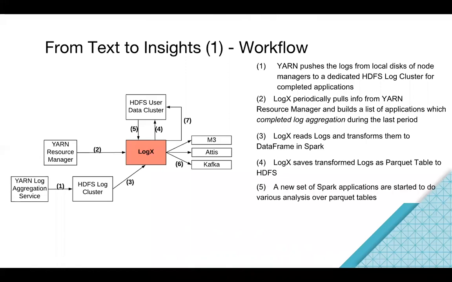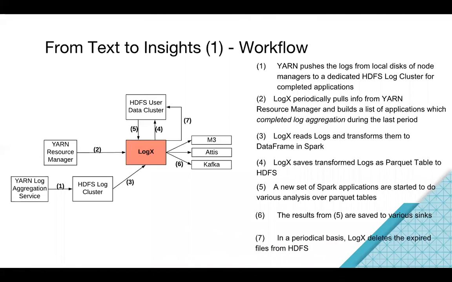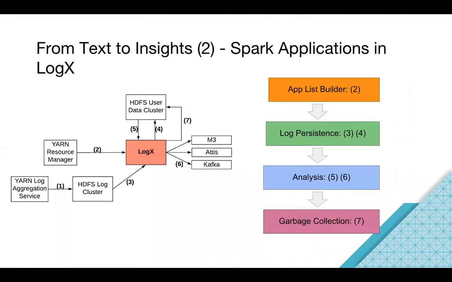Then LogX starts a new set of Spark applications to read these transformed logs, apply different types of analysis over them, and send the results to different destinations like M3 and ITIS. These are two internal observability systems, and we can also send to Kafka. And because in this process we generate a lot of files, we have another independent application to periodically delete those expired files from HDFS.